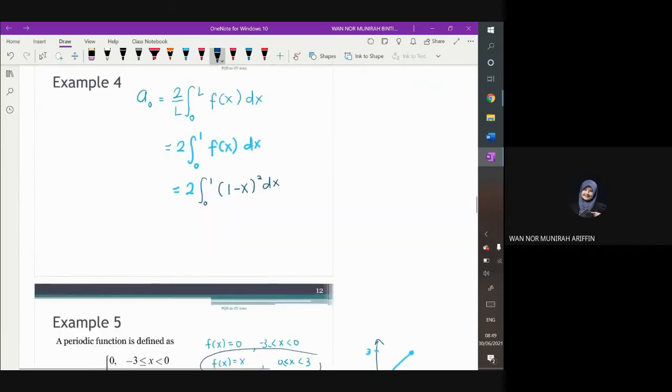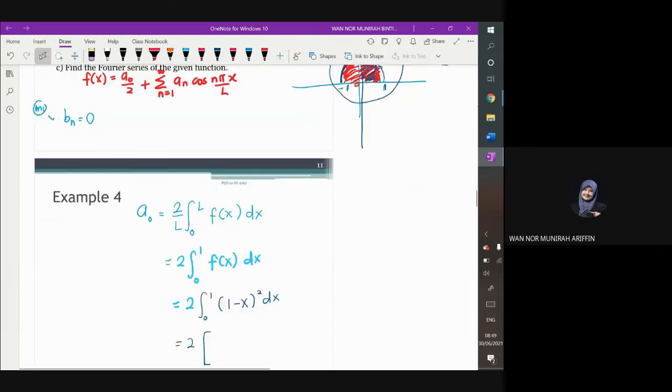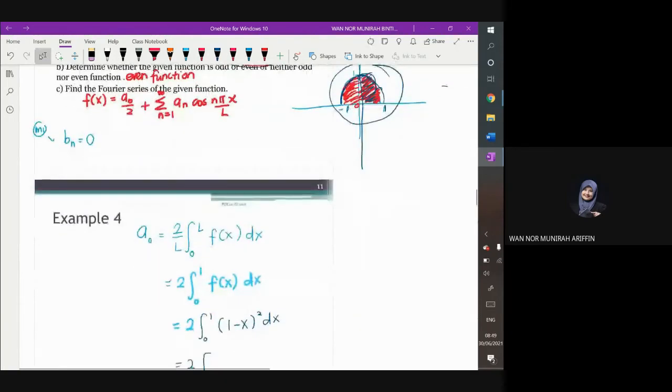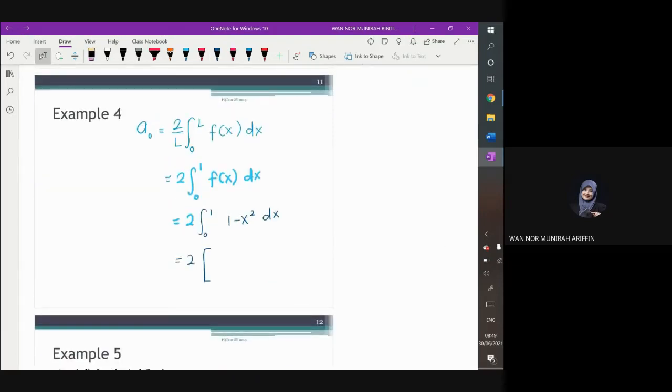Alright, so I continue. 2 is 2. Okay, so that I have to integrate 1, sorry, 1 minus x square ke? Saya salah tulis. Okay, betul kan? 1 minus x square. So, when we integrate 1 with respect to x, what do we get? Integrate 1, you get x, and then integrate x square, you will have x cubed over 3, and then put the limit from 0 to 1.